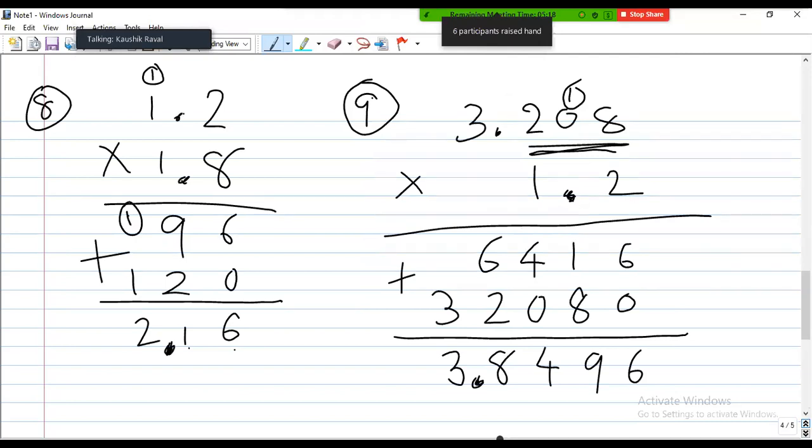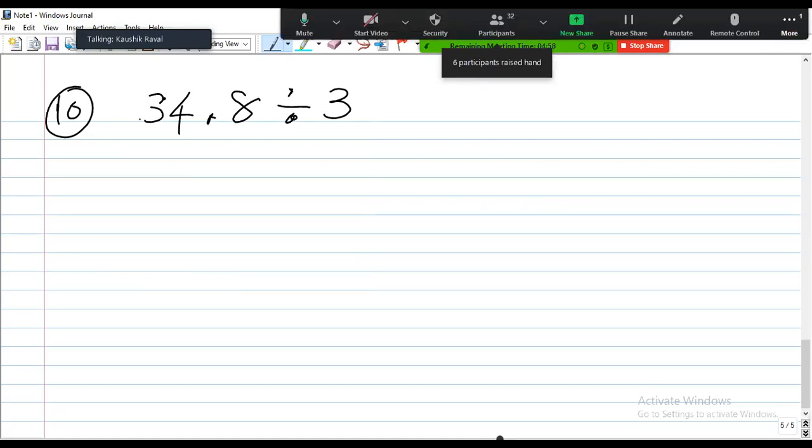What was the example number? Last example was number 9. So number 10. Right? Very simple. Let's say 34.8 divided by 3. Come on, solve this example. 34.8 divided by 3. Very easy example.